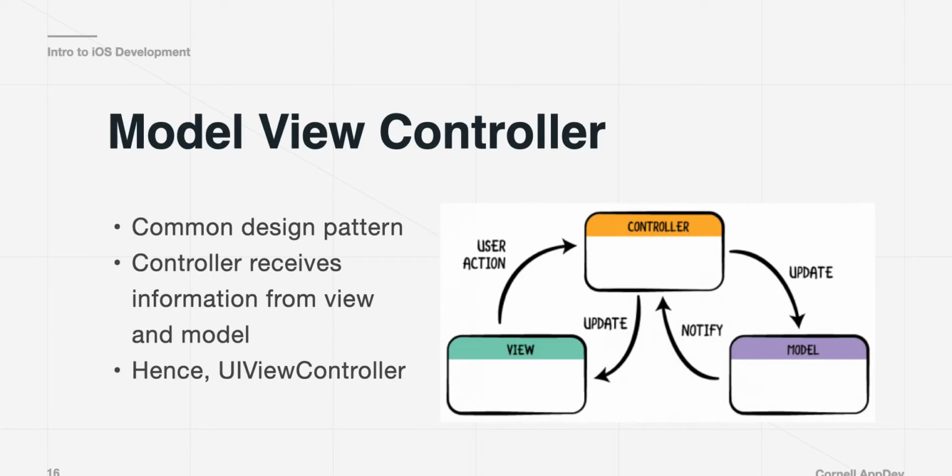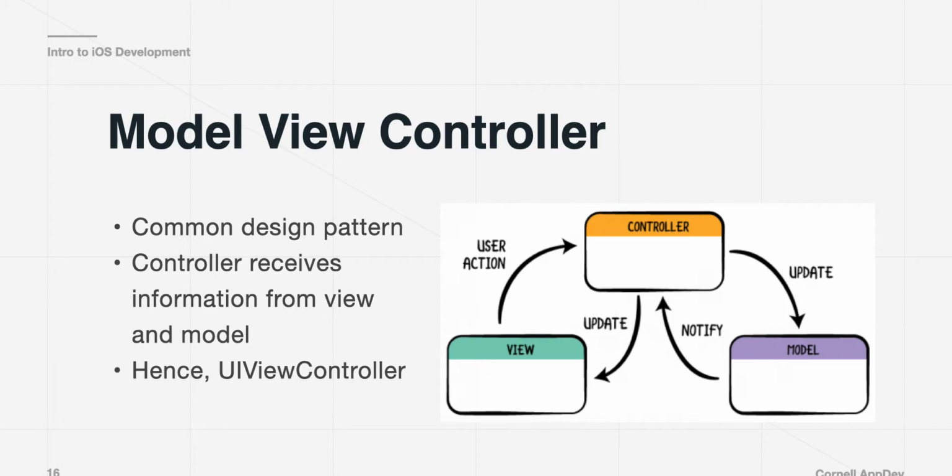Okay, so next we'll be talking about model view controller, which is a common design pattern that we'll use in this course. If you follow the diagram there, the view is what you see, the controller is something that handles the behind the scenes, and the model is where you would store your information. So in your view, if some user taps something or has some kind of action, like they type, then the controller will see that and then update the model, which then notifies the controller that there was an update to the data, which will update the view.